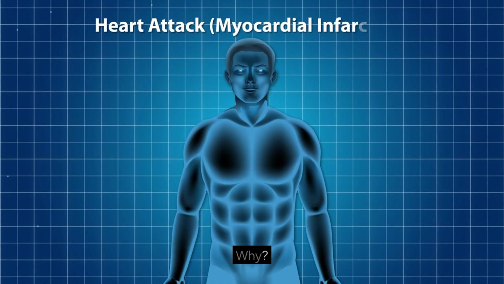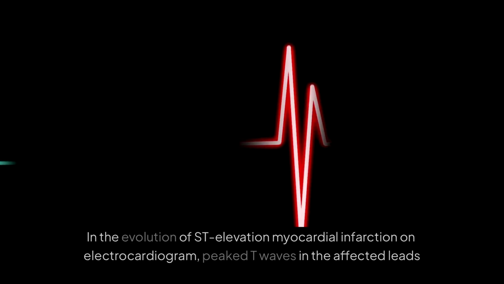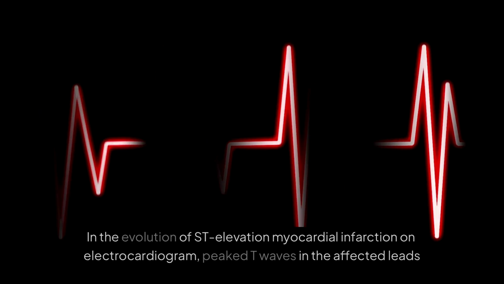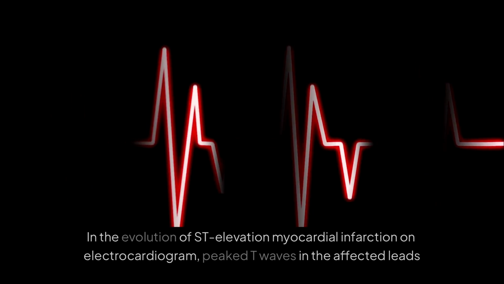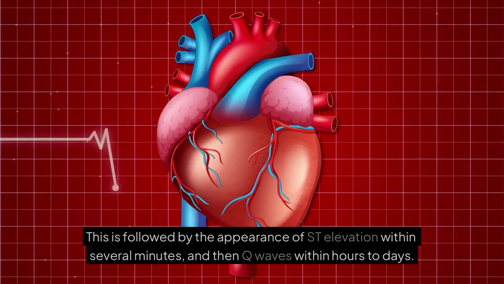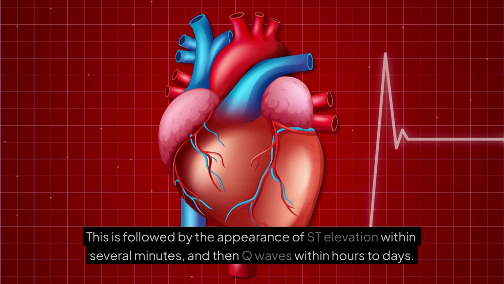Why? This patient has persistent substernal chest pain and electrocardiogram findings demonstrating ST elevation in the anterolateral leads, which is consistent with an ST elevation myocardial infarction. In the evolution of ST elevation myocardial infarction on electrocardiogram, peak T waves in the affected leads are typically the first manifestation. This is followed by the appearance of ST elevation within several minutes, and then Q waves within hours to days.